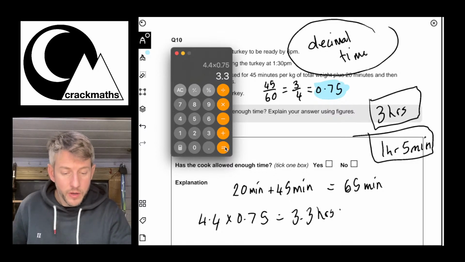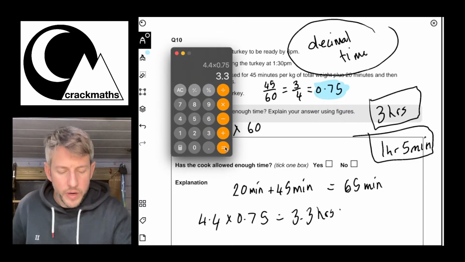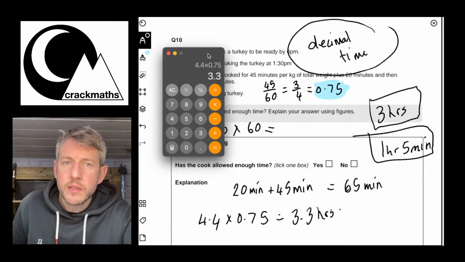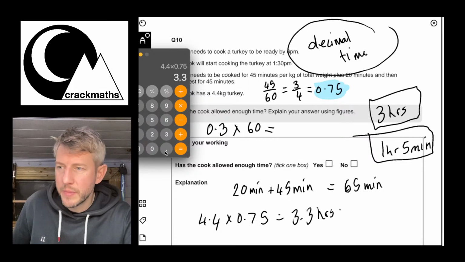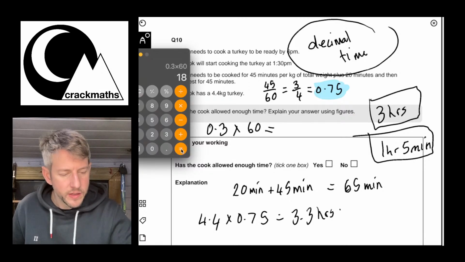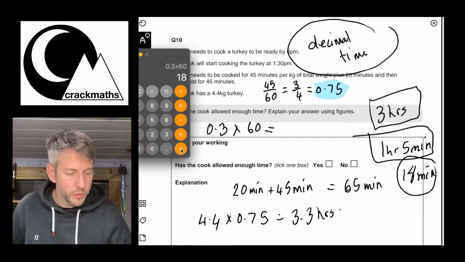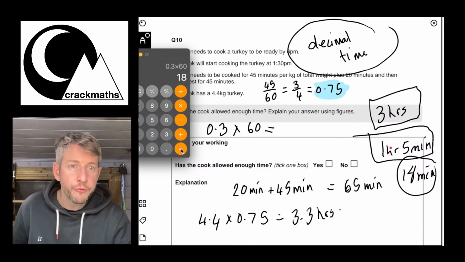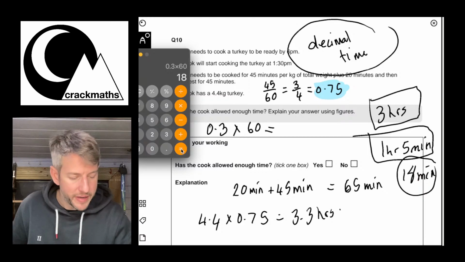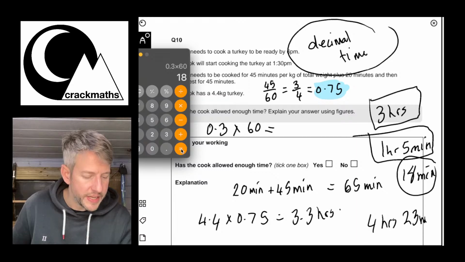So 0.3 of an hour is 0.3 of 60. So we need to do 0.3 times 60 to convert that back into minutes. 0.3 times 60 equals 18. So we've got 18 minutes here as well. So we can then collect all of this together. We've got 3 hours, 1 hour, which makes 4 hours, and then 5 minutes and 18 minutes, which makes 23 minutes. So 4 hours, 23 minutes is what she needs.